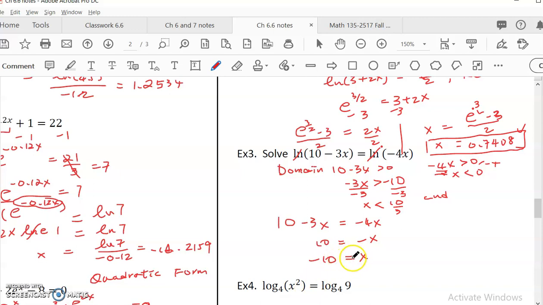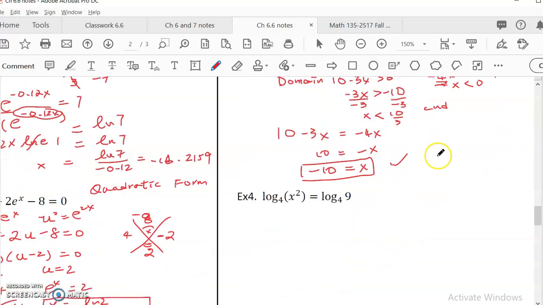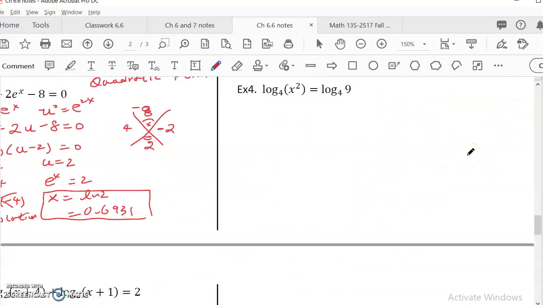So is negative 10 less than 10 over 3? Well, it is less than 10 over 3. It's also less than 0. So it is the correct solution. This is not an extraneous solution. The fourth one.